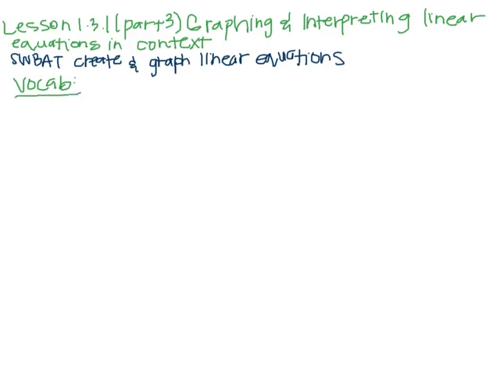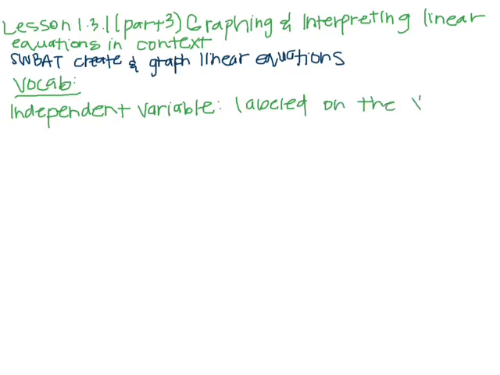We have 3 terms today. Our first term is independent variable. And the independent variable is labeled on the x-axis. So when we are graphing and labeling our axes, our independent variable is going to go on that horizontal x-axis.